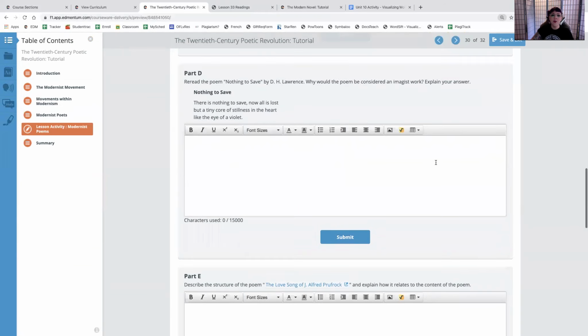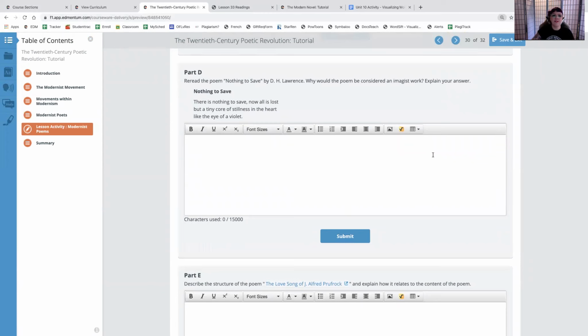So if we look at this, Nothing to Save. There is nothing to save, now all is lost, but a tiny core of stillness in the heart, like the eye of a violet. So you can see what the eye or the middle of the violet looks like because of the way that he wrote this. So why would it be considered an imagist work? Well, it creates an image, it uses short, concise language, it's straight to the point.